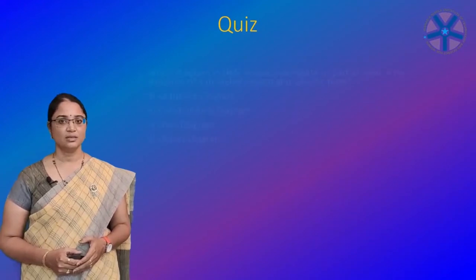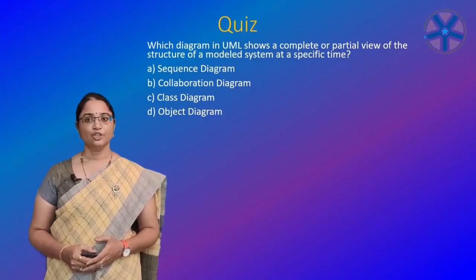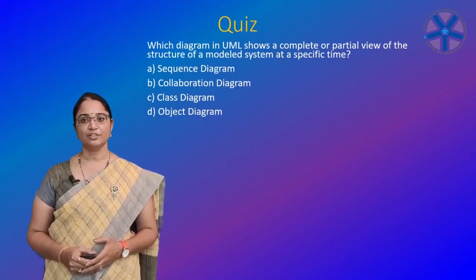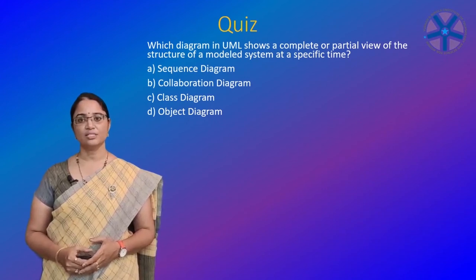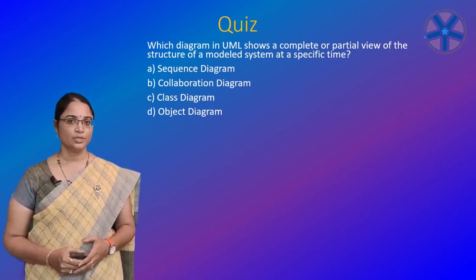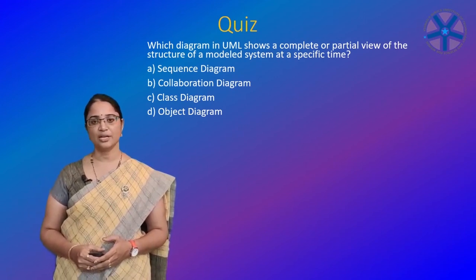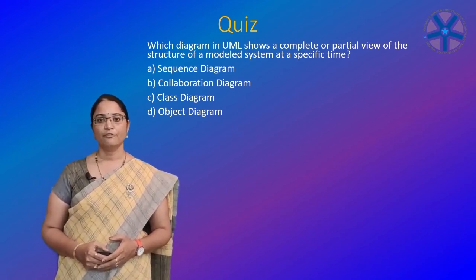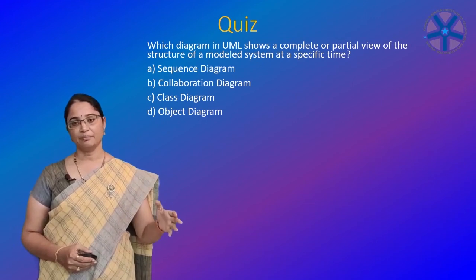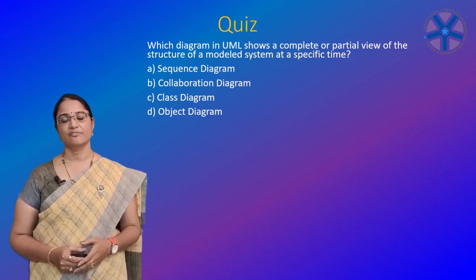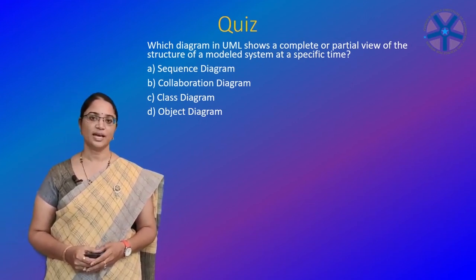Next one is, which diagram in UML shows a complete or partial view of the structure of a modeled system at a specified time? So here we have 4 types of diagrams: sequence diagram, collaboration diagram, class diagram, object diagram. For this specified time, it means instance. For an instance, we need to use the object diagram.